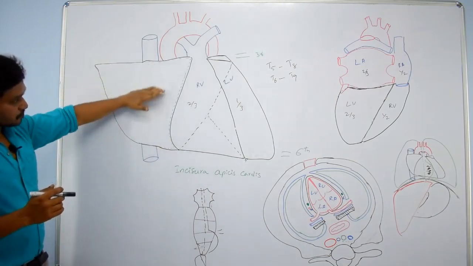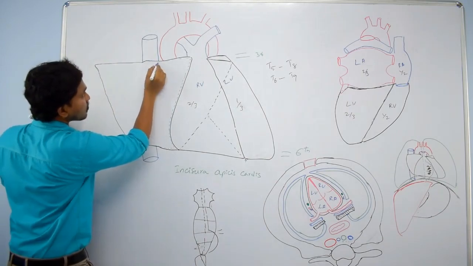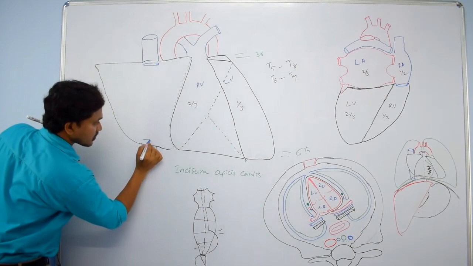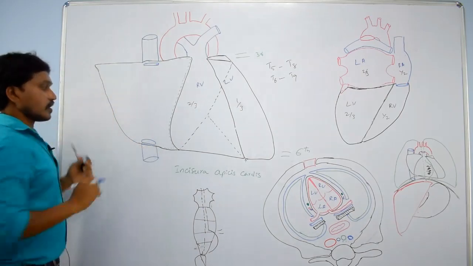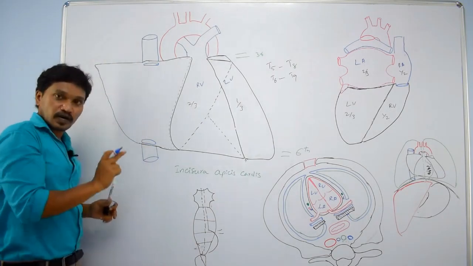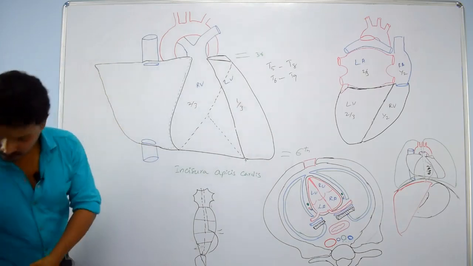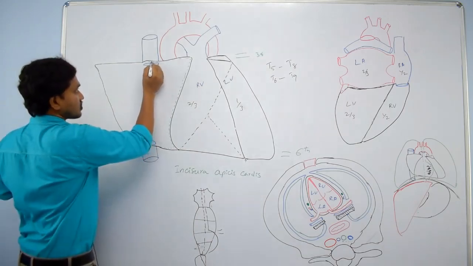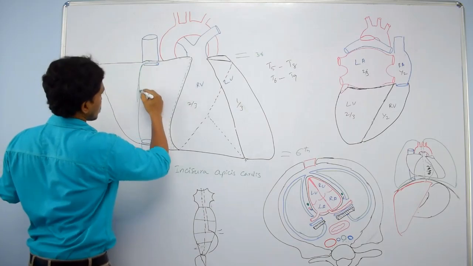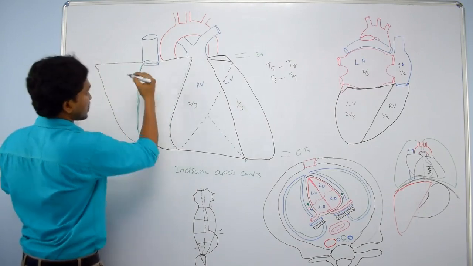Now when you see the interior here, you can see the opening of the superior vena cava. The superior vena cava opening you can see here, and here you can see the inferior vena cava opening, right? Then you can see one smooth muscular ridge. We have already discussed that the sulcus terminalis represents the inside crista terminalis. So here you can see the crista terminalis. Actually, the crista terminalis will be like this. It's a muscular ridge.